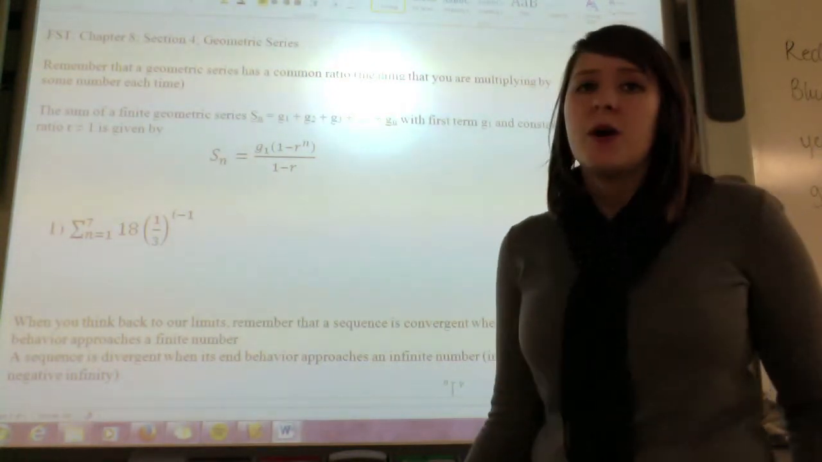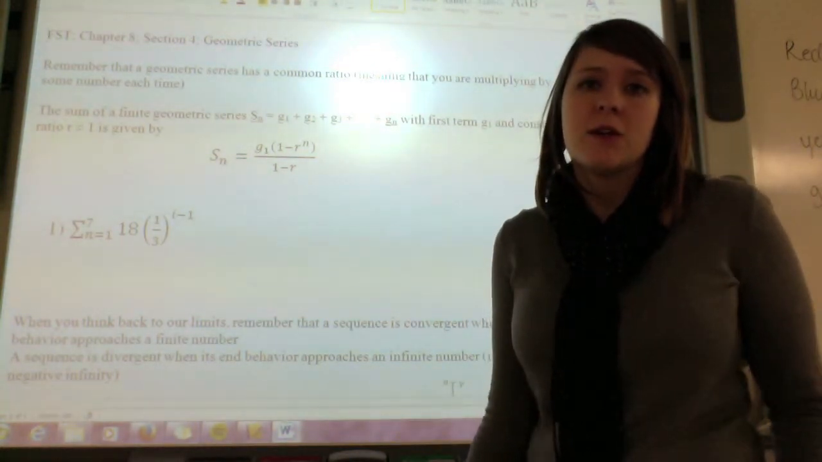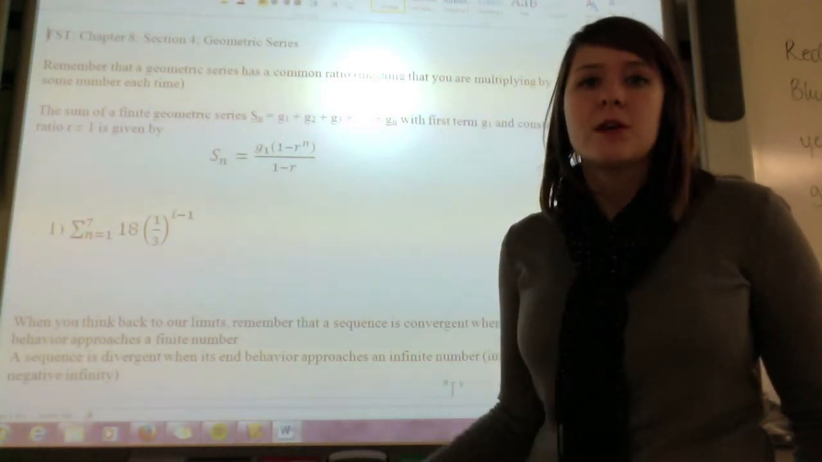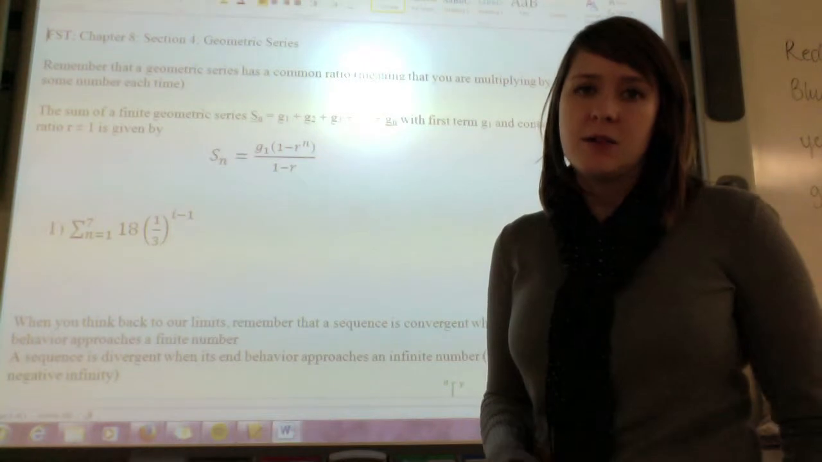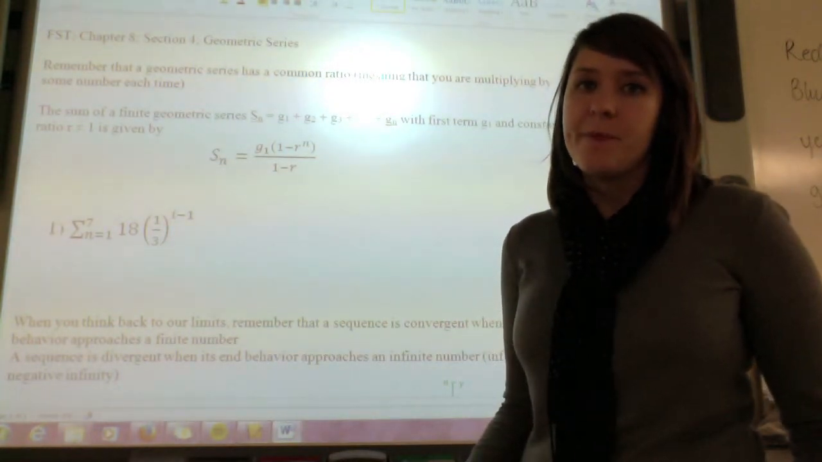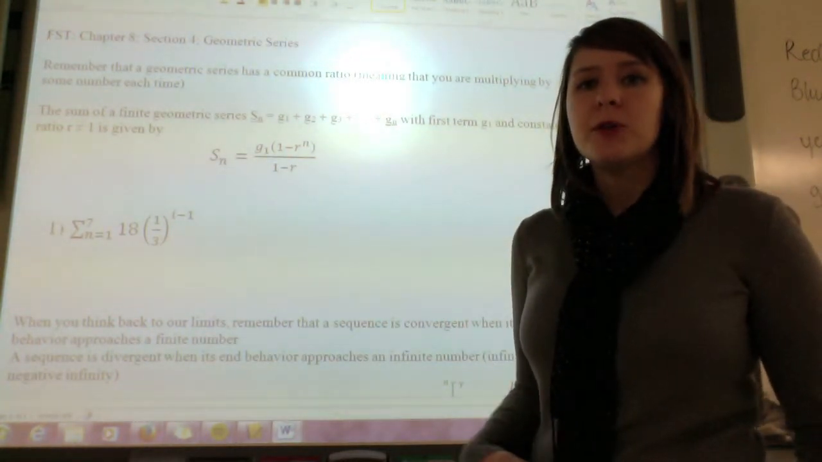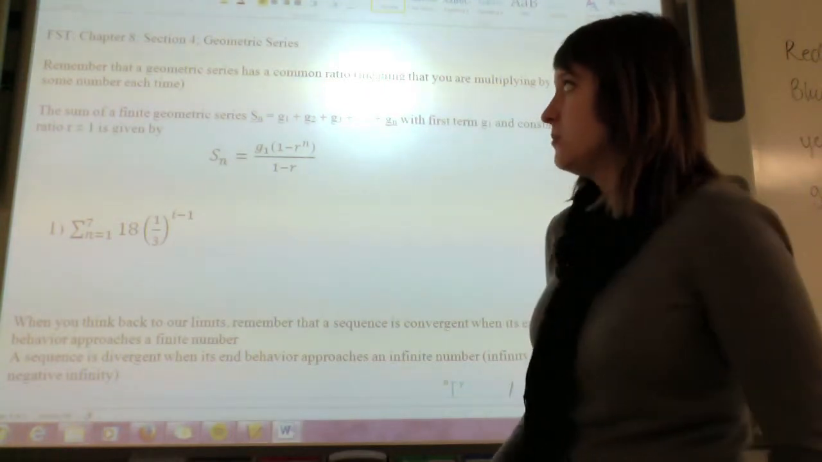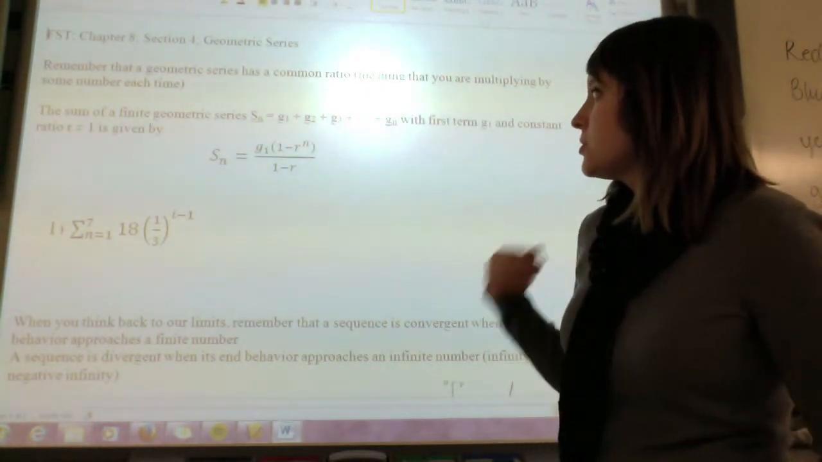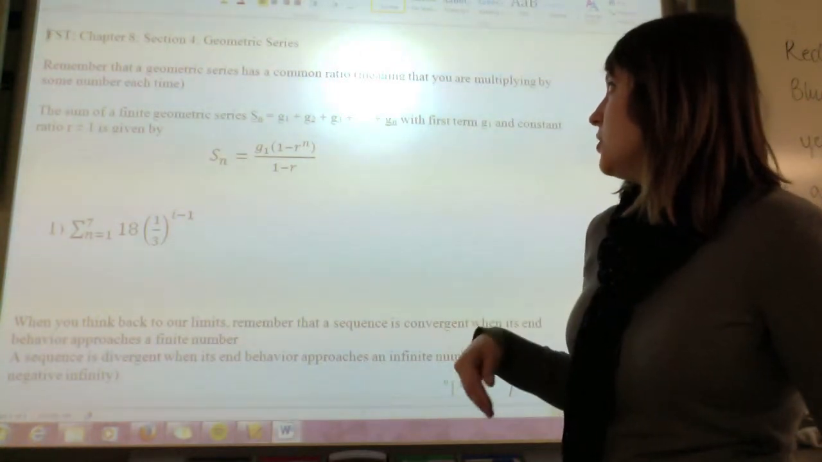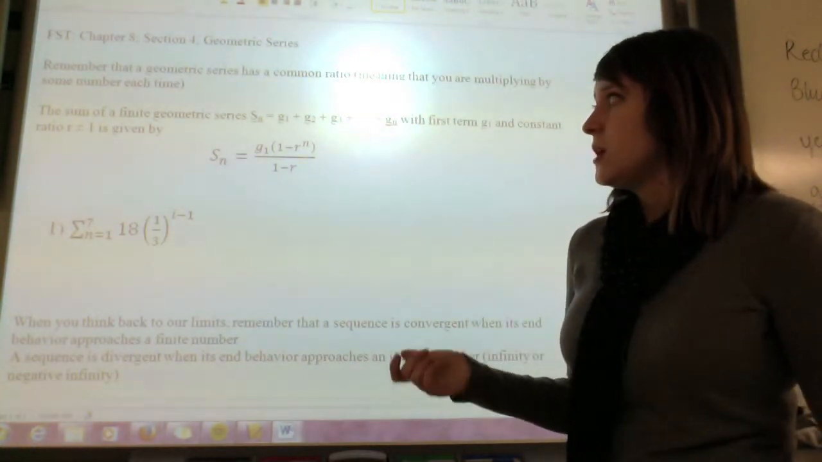So we've already talked about arithmetic series, and remember that in an arithmetic series we're adding all the terms together, and each of our terms has a constant difference, meaning that I'm adding or subtracting in order to get to my next term. In a geometric series, I'm multiplying or dividing to get to my next term, which is why we call it geometric rather than arithmetic. So remember that a geometric series has a common ratio, meaning that you're multiplying by some number each time.